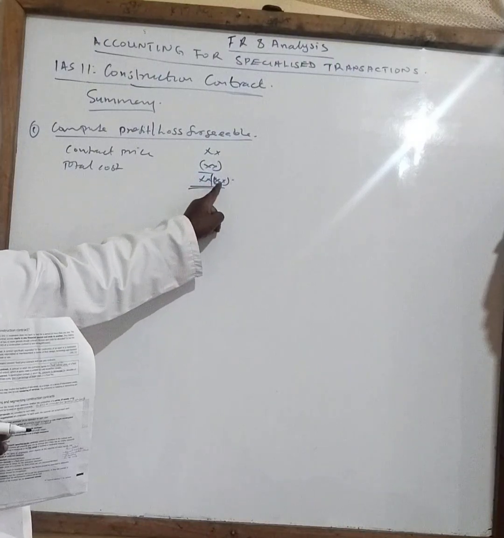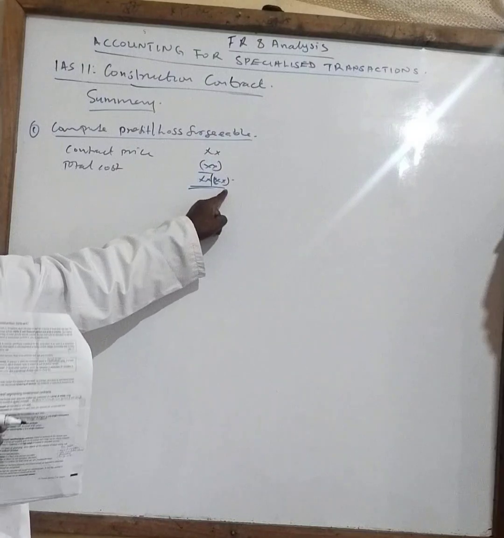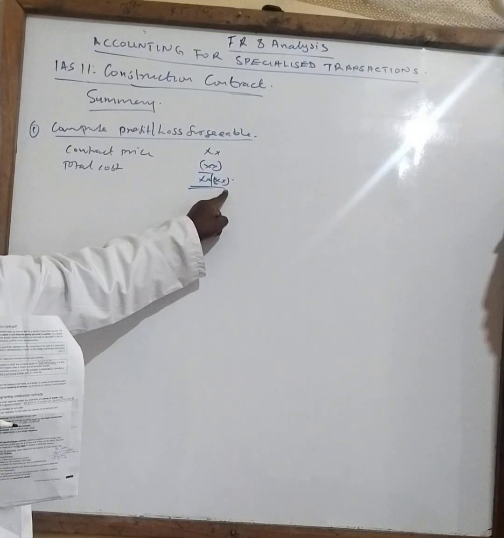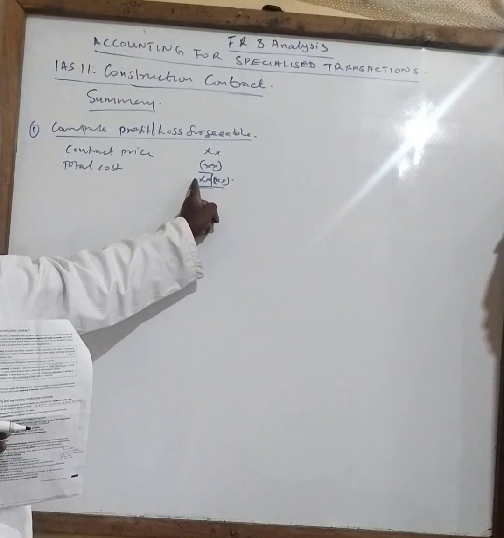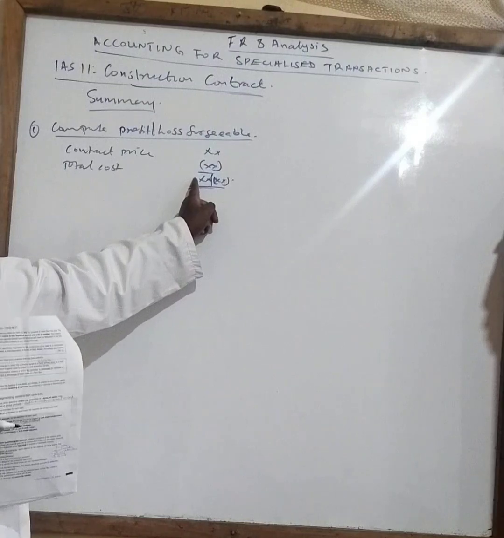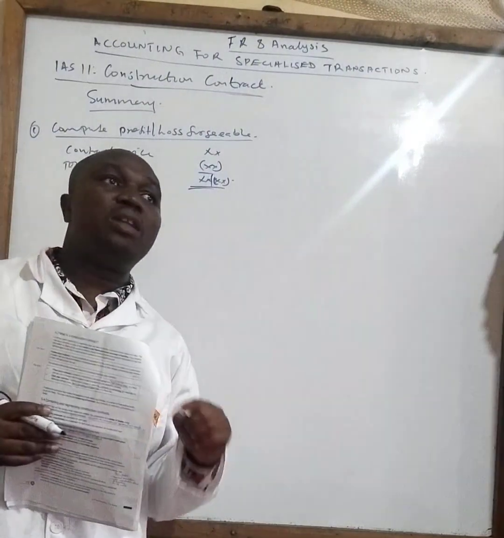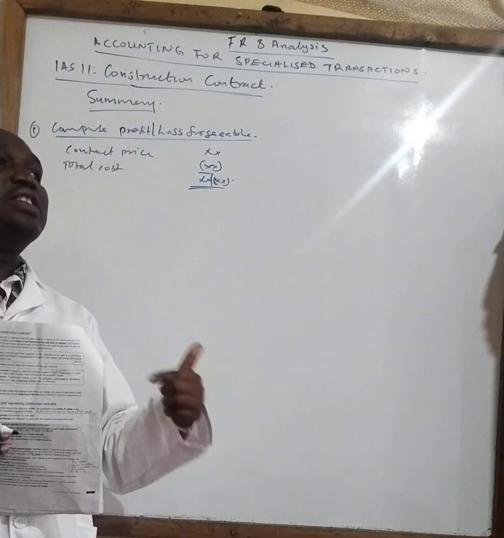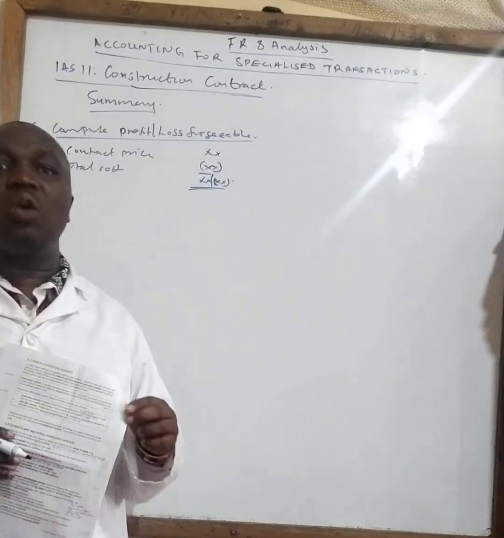If it is a foreseeable loss, this loss needs to be recognized immediately in the financial statements, that is, in the income statement as a loss. Now, if it is a profit, this profit needs to be apportioned, because not the entire profit can be recognized in the financial statements. This profit is obtained based on the stage of completion.